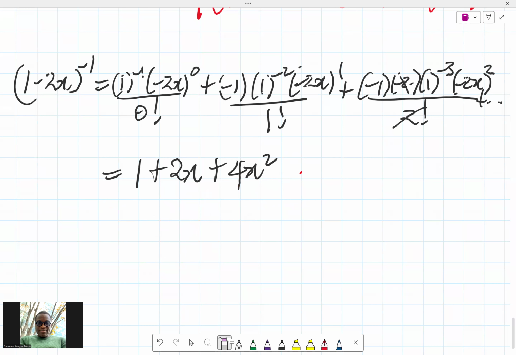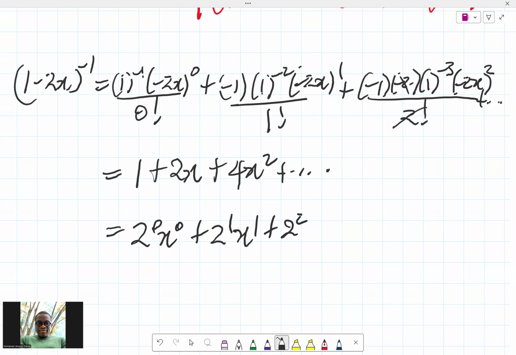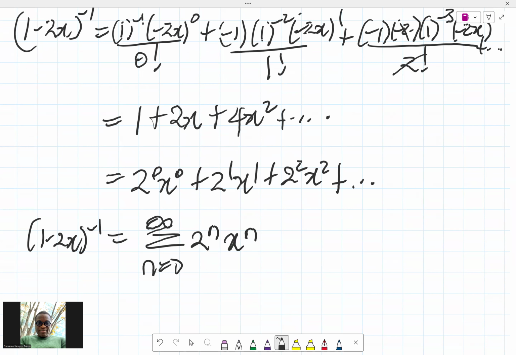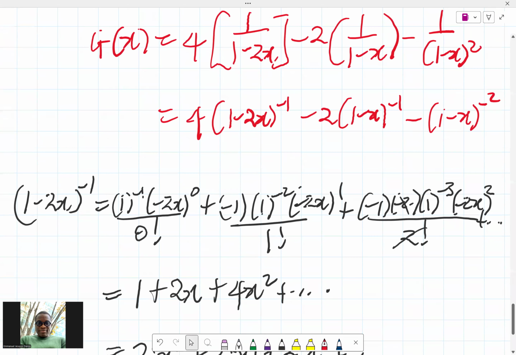So we have a general pattern from what we have there already. So this is plus all the rest. So this is more like 2 raised power 0, x raised power 0, plus 2 raised power 1, x raised power 1, plus 2 raised power 2, x raised power 2, and so on and so forth. So it means that 1 minus 2x raised power minus 1 is the same thing as summation from n equals 0 to infinity of 2 raised power n, x raised power n. And this is really important. We've got this part. Then we go for the next one.